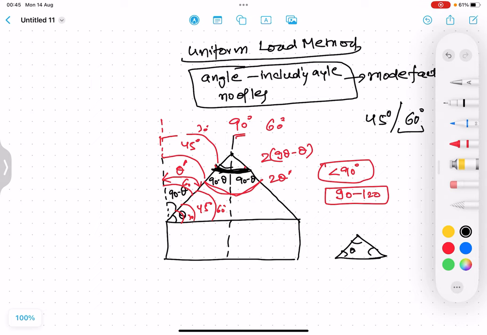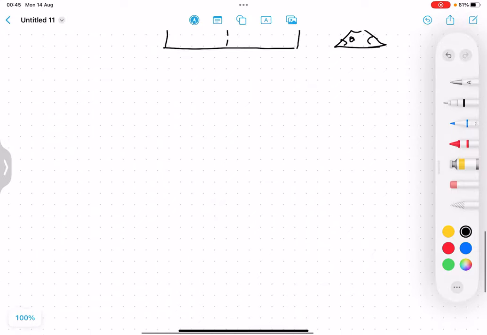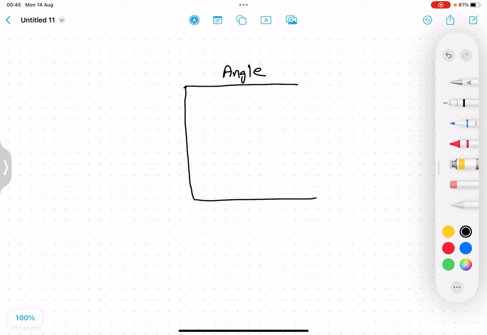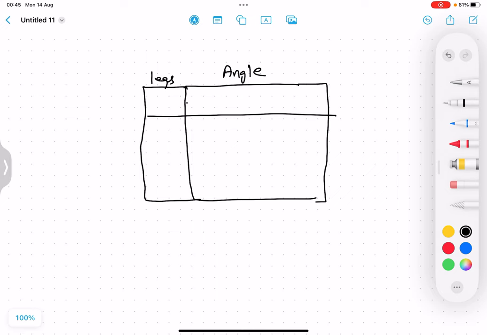So this uniform load method basically devised a table. You have to understand what table this is. On one side of the table comes the angle, and on the other side of the table come the legs. Angle and legs. It will be good if we write legs in this place. Here are legs. This angle can be less than 90 degrees, and it can be between 90 degrees and 120 degrees.